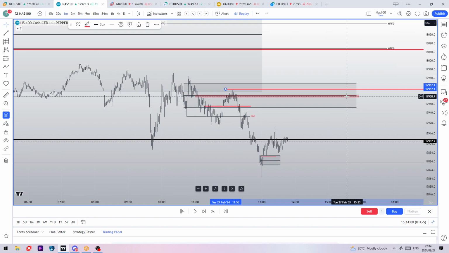Because when we wick above old highs, that means price is going lower. When we close above old highs, or highs to the left of us, that means price is going higher. When we wick below lows, price is going higher. When we close below lows, price will go lower, right?